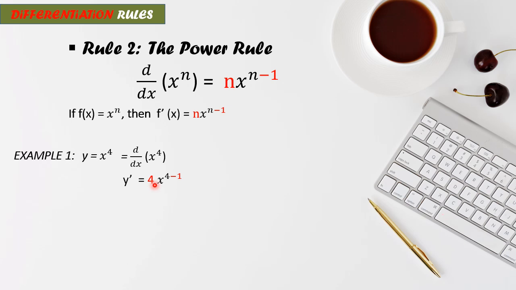Bring down the 4, which is a power, and subtract 1 from your power. And to further simplify that, 4x raised to 4 minus 1, that's just 4x raised to 3 or 4x cubed. So that's it. That's your answer.